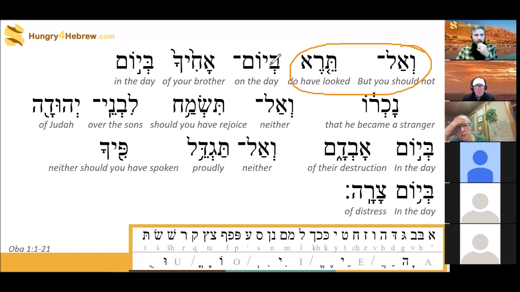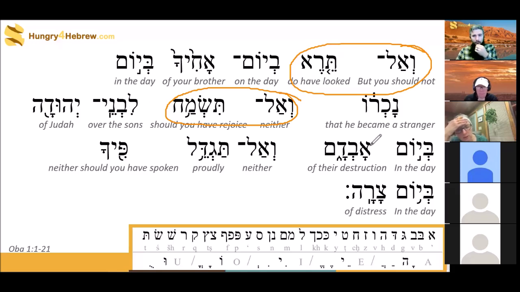V'yom achicha, on the day of your brother. V'yom nochro, on the day of his estrangement. Think of something like that. This is an infinitive construct with a kamatz katan. V'al tismach, and don't be glad, don't rejoice, livnei Yehuda, over the sons of Judah.